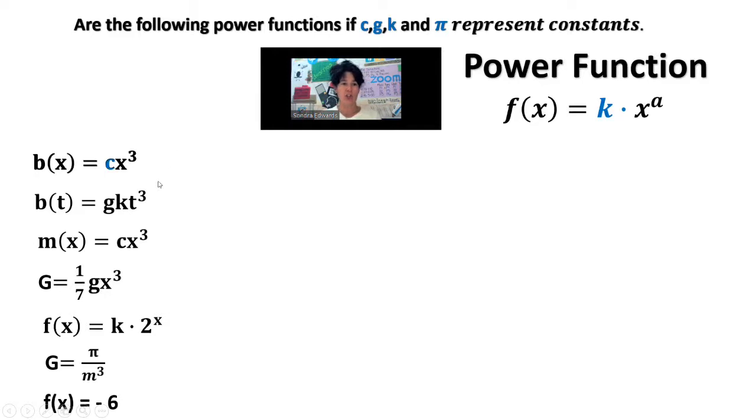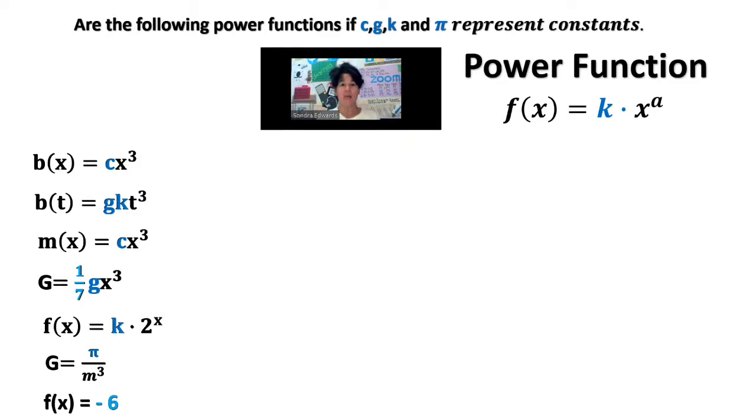In that first equation here, c is a constant. The next equation, both g and k, then c. The following one, g. Then we have k. We have pi. All right, then we also have some other constants that are just sitting there that we didn't need this special set of directions at the top. Any number is a constant. So we also have in the fourth equation down, the 1/7, that is a constant. And then the very last equation, the number -6, that's a constant.